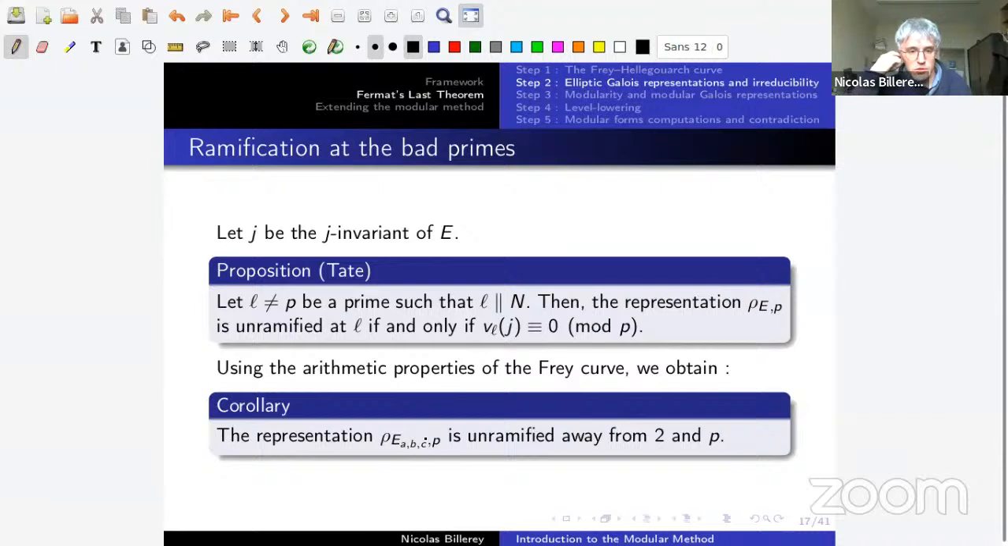So therefore we can apply this proposition to our Frey curve, right? To our curve E sub ABC, which is the elliptic curve attached to our non-trivial primitive solutions to the Fermat equation. And because of the properties that I summarized at the end of step one about this curve, it turns out that the mod p representation attached to E sub ABC, our Frey curve, is unramified away from 2 and p. Remember that this elliptic curve depends on the solution, right? But the mod p representation is unramified away from 2 and p. So the primes that divide ABC do not show up in the ramification set.